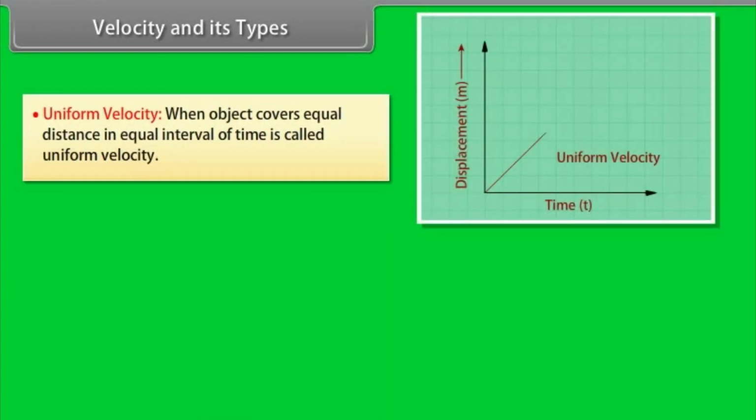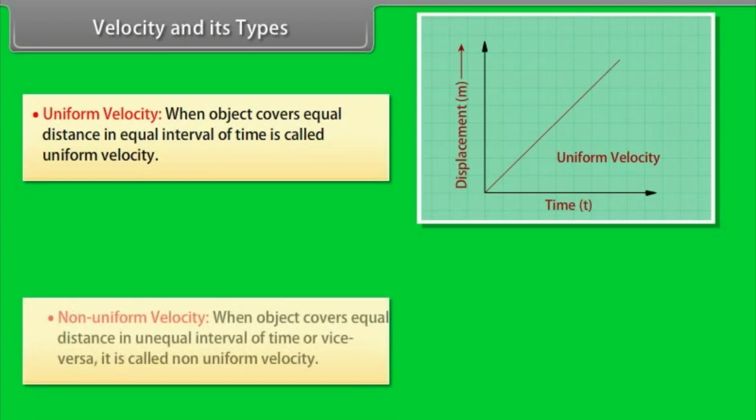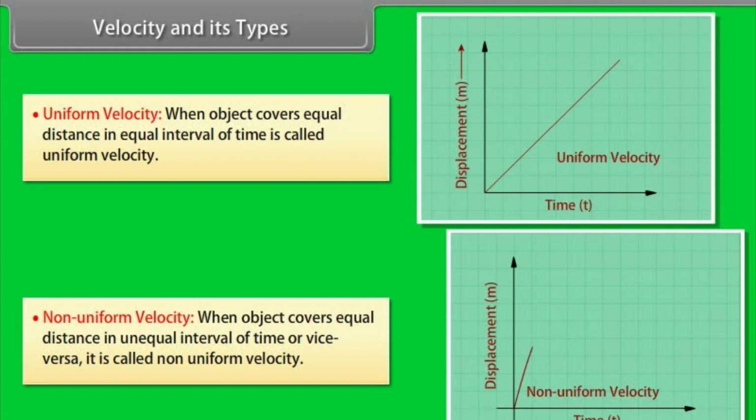Uniform velocity. When an object covers equal displacement in equal intervals of time, it is called uniform velocity. Non-uniform velocity. When an object covers equal distance in unequal intervals of time or vice versa, it is called non-uniform velocity.